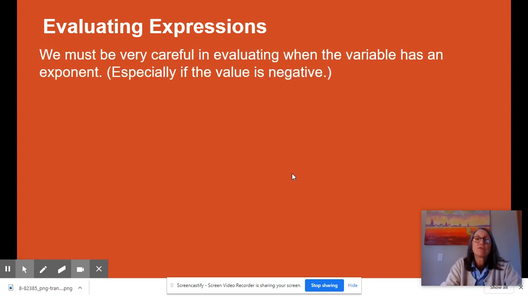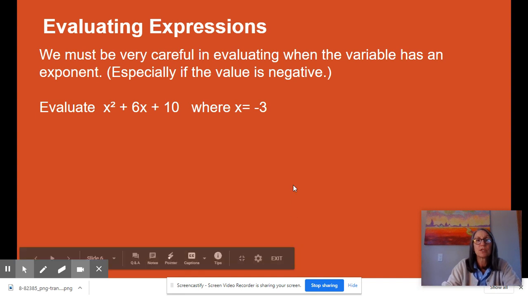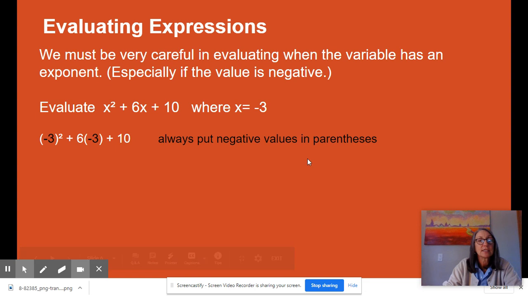We must be very, very careful when evaluating expressions when the variable has an exponent on it, especially if the exponent or the value are negative. So let's give this a whirl. If we had something kind of complicated like x squared plus 6x plus 10, where x is negative 3, watch carefully. First, we want to put it into the expression inside parentheses. And we get negative 3 squared plus 6 times negative 3 plus 10.